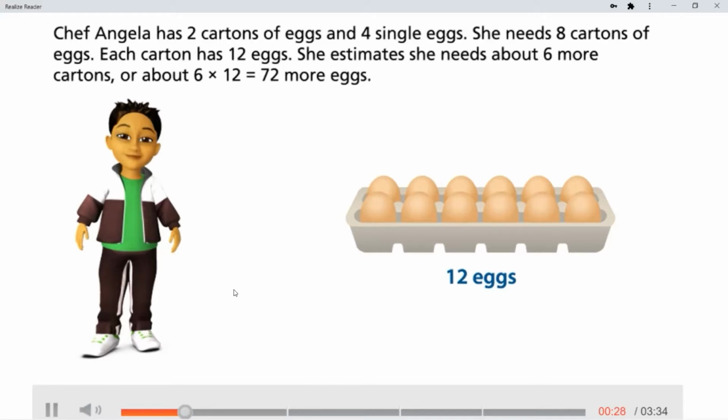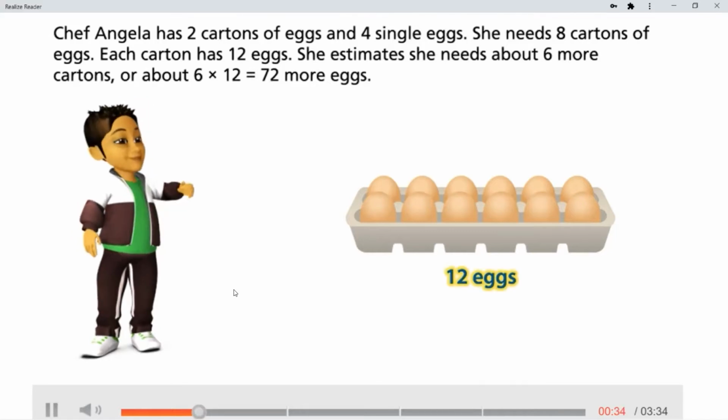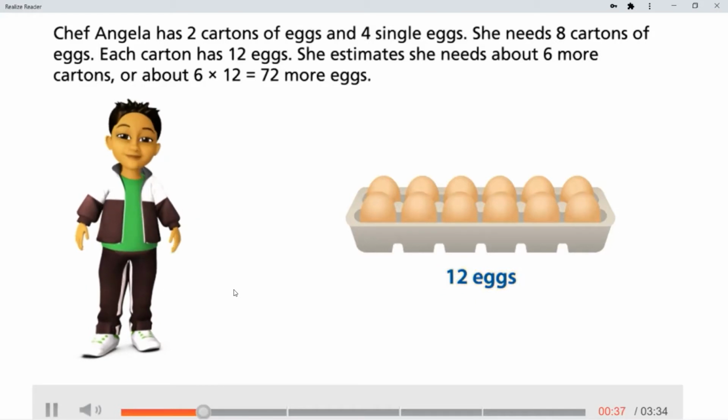Chef Angela has 2 cartons of eggs and 4 single eggs. She needs 8 cartons of eggs. Each carton has 12 eggs. She estimates she needs about 6 more cartons, or about 6 times 12, which equals 72 more eggs.